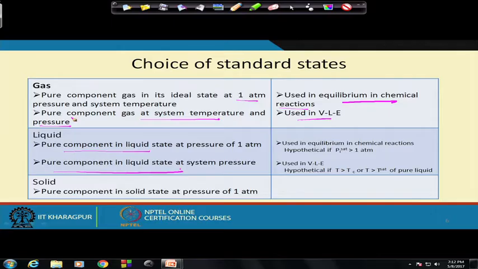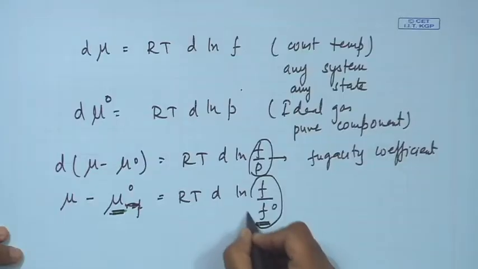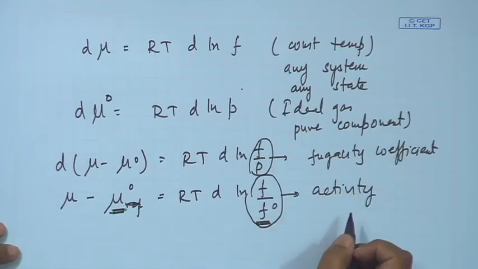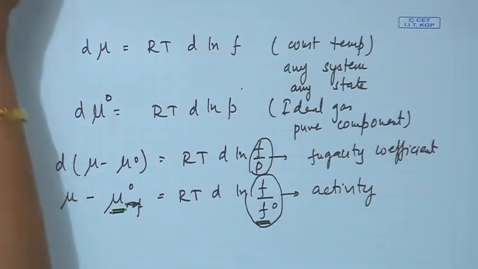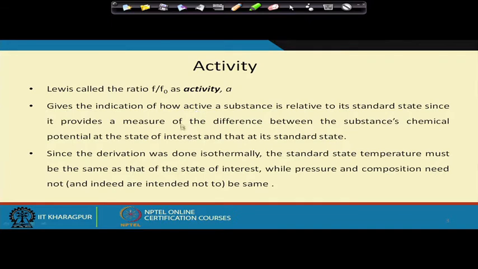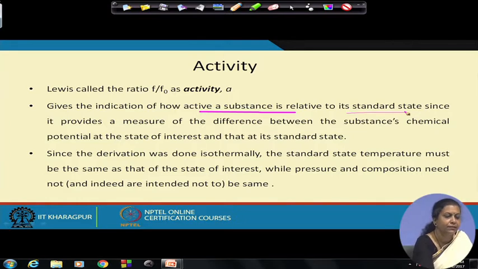The other thing I would like to mention here is that there was another term which we had defined. The term was defined as activity. Again, this is another term which we come across. As I had mentioned in the last class, it was defined as activity since it gives an indication of how active a substance is relative to its standard state. There is one thing we need to remember. The first thing is μ0 and f0 have to be at the same standard state.